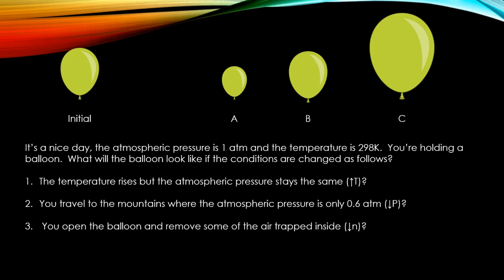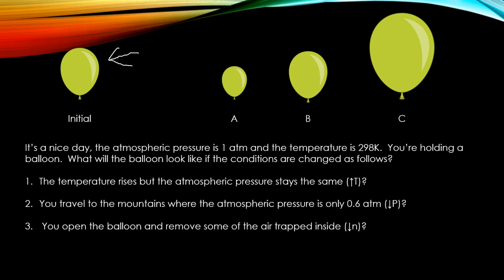Okay, let's take a quick minute here and check for your understanding. If it's a nice day out, the atmospheric pressure is about 1 atmosphere and the temperature is 298 degrees K. You're holding a balloon that has this initial size. What will the balloon look like if the conditions are changed? So you've got your balloon, and the day goes on and the temperature rises, but the atmospheric pressure stays the same. So an increase in temperature, pressure is held constant. What's going to happen to the balloon? Is it going to look more like A, B, or C?